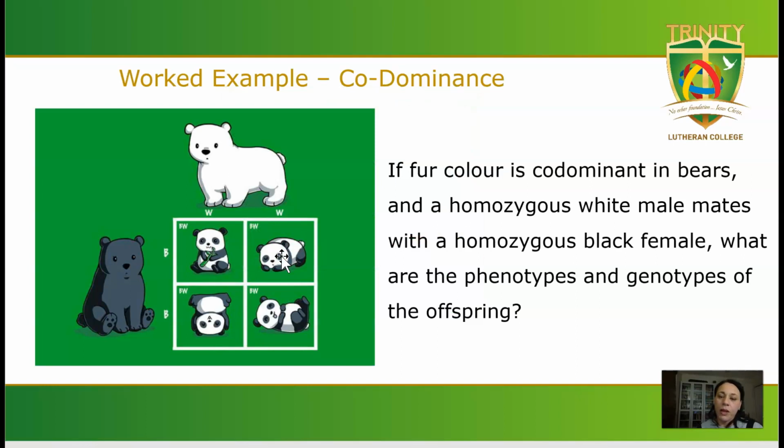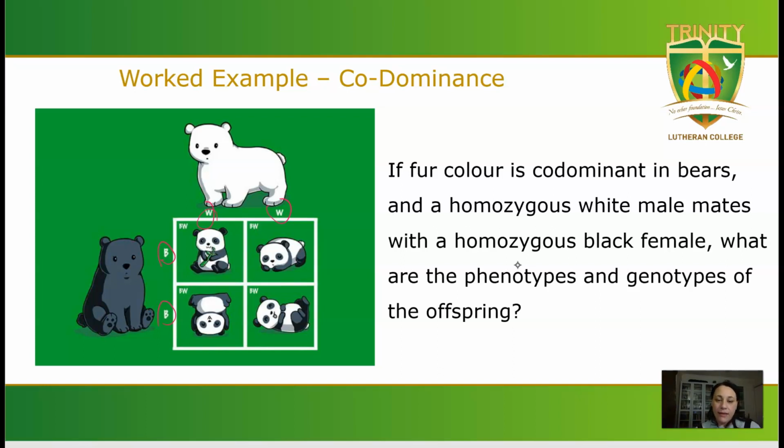Let's do an example. If fur color is codominant in bears and we have a homozygous white male bear, so he would have big W, big W for white fur, and it mates with a female black, so homozygous again, big B, big B, what are the phenotypes and genotypes of the offspring? Well, we're going to have 100% big B, big W. They're all going to get one big W from dad and one big B from mum, and they're all going to be black and white.